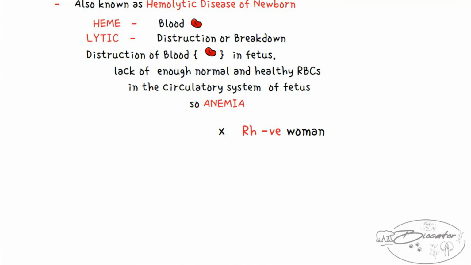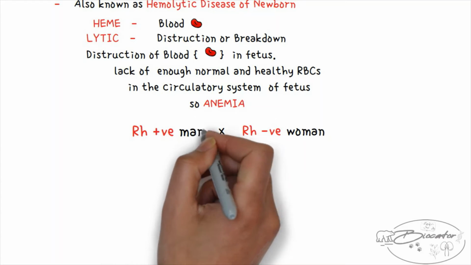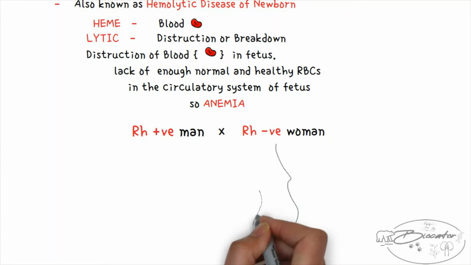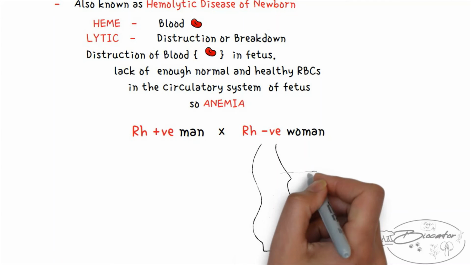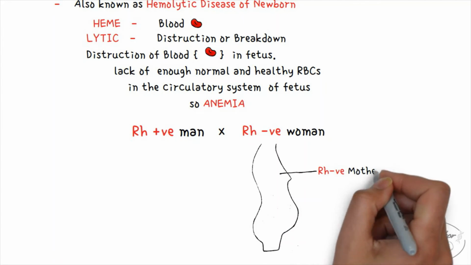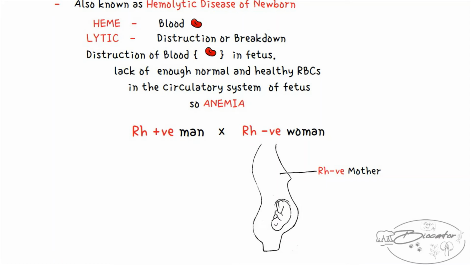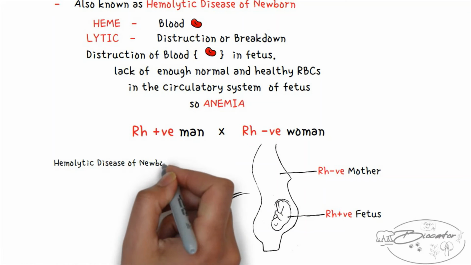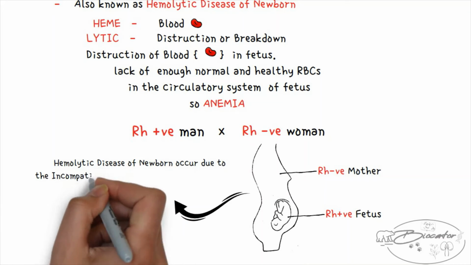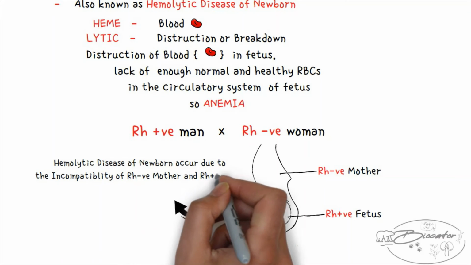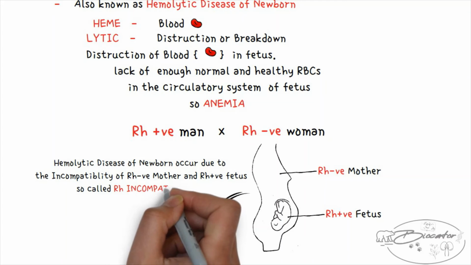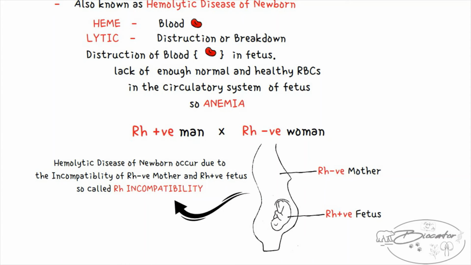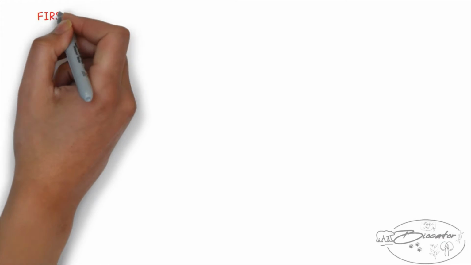This condition arises when an Rh negative woman marries an Rh positive man. So she will most likely have an Rh positive child. In this case, we have an Rh negative mother, and her child will most likely be Rh positive for the red blood cells. So hemolytic disease of the newborn occurs due to the incompatibility of the Rh negative mother and Rh positive fetus, and so this condition is called Rh incompatibility. Now let's look at the mechanism.